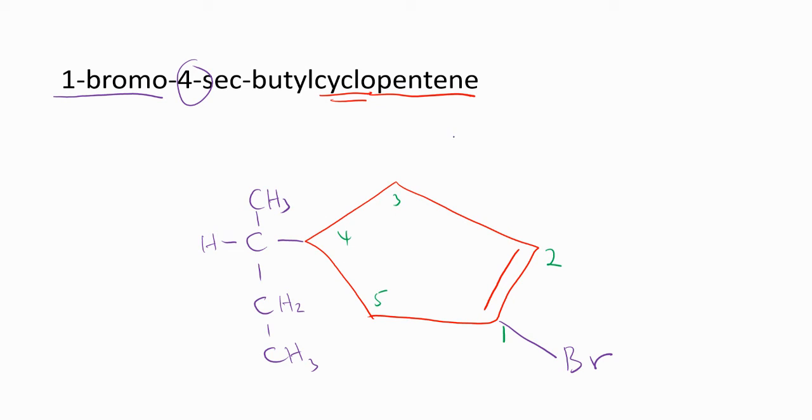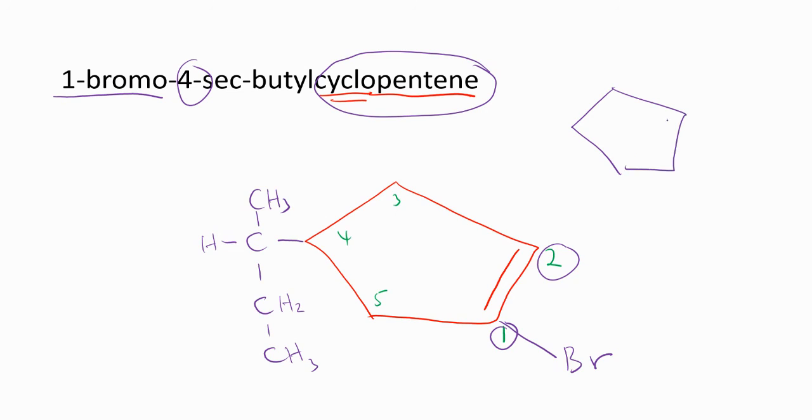So you must remember, once we have cyclopentene, then the double bond must be number 1 and number 2. You cannot label it as number 1, number 2, number 3, number 4, number 5. It is incorrect. So that's all for drawing alkenes.